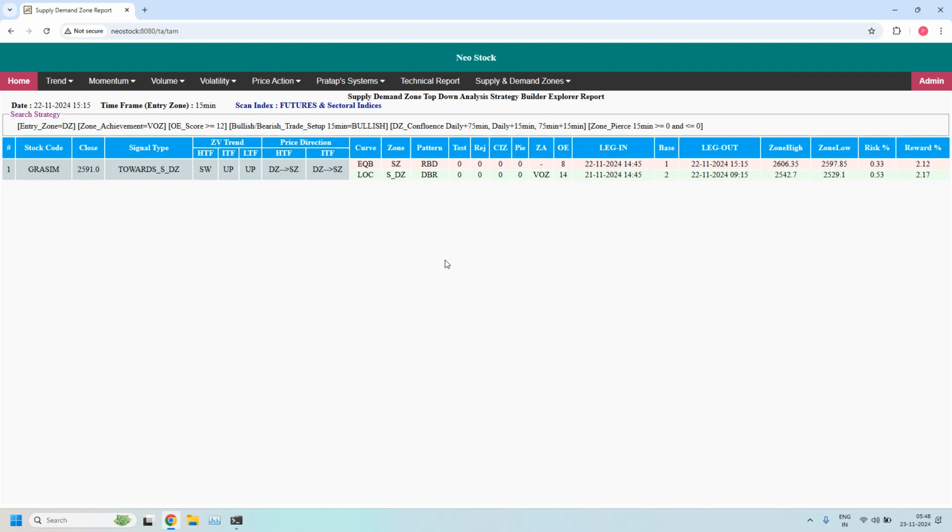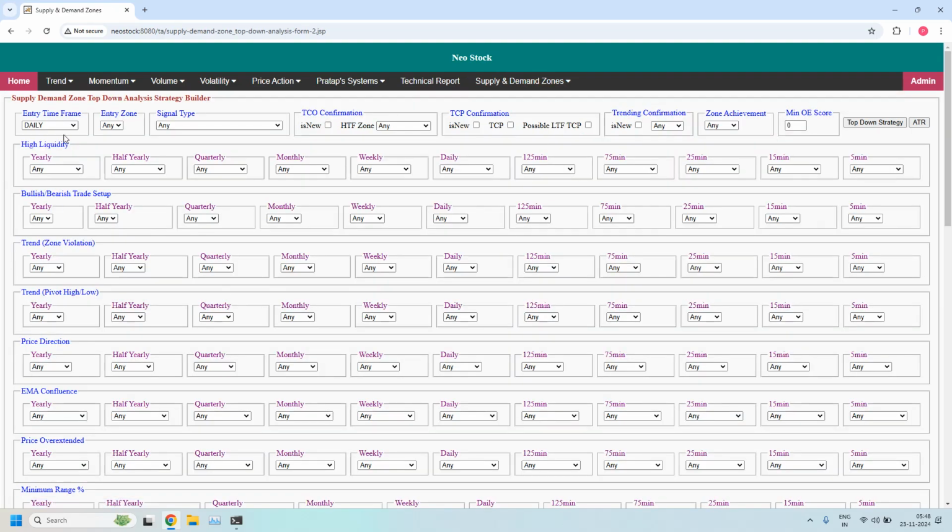Okay, this is about the bullish trade setup, we have set all 3 filters. Yeah, this is about the bullish trade setup for daily income trade. Next, the bearish trade setup for daily income trade. Entry time frame 5 minutes, entry zone is supply zone.